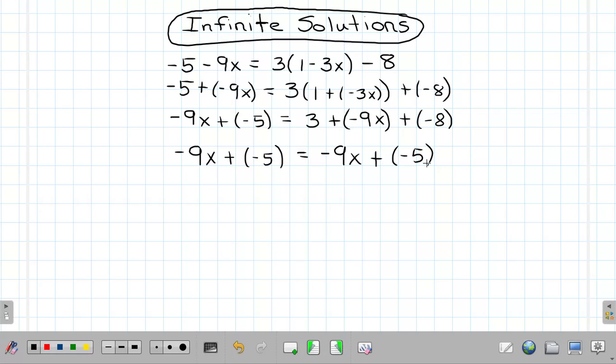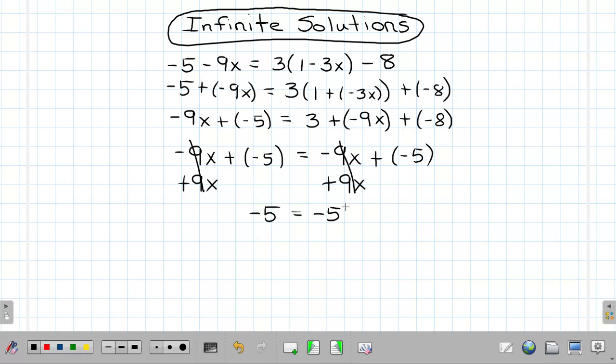Now, technically from here, you could go ahead and say there's infinitely many solutions. But if you go further, just like we did before, and we do the steps like we would do in solving an equation with variables on both sides, we would add the 9x here to get rid of it. But in turn, that would actually get rid of the negative 9x on this side. So what we're left with is negative 5 is equal to negative 5.